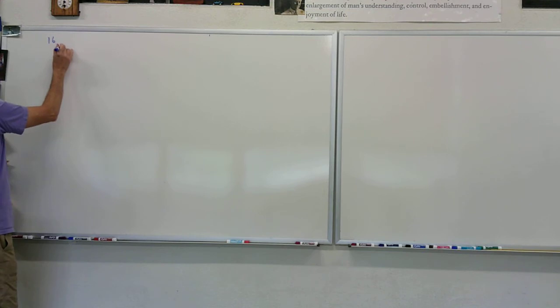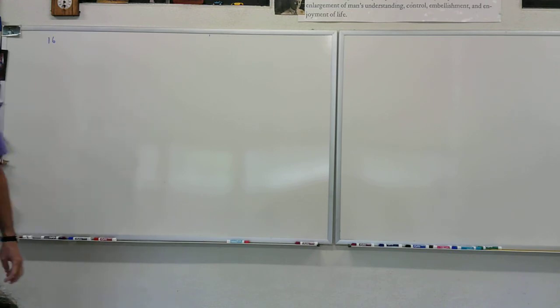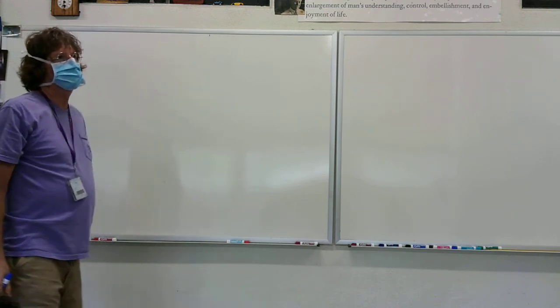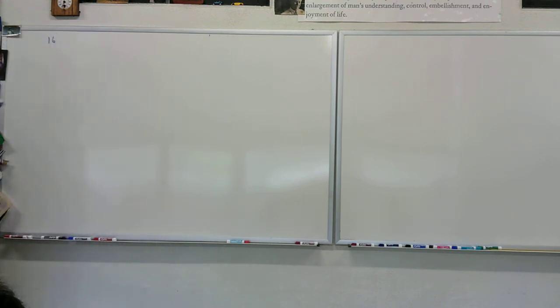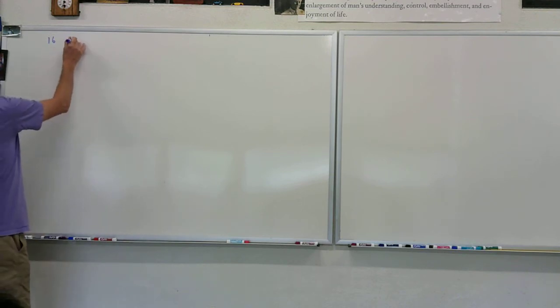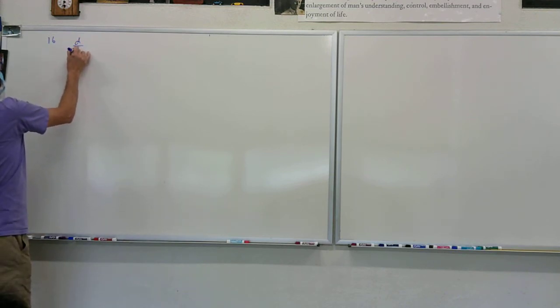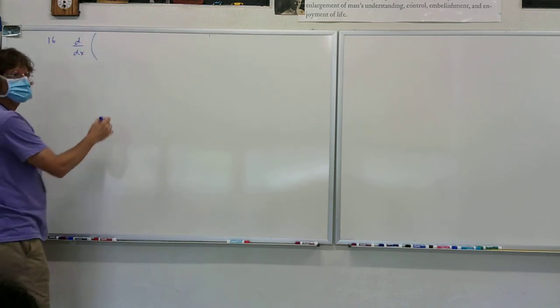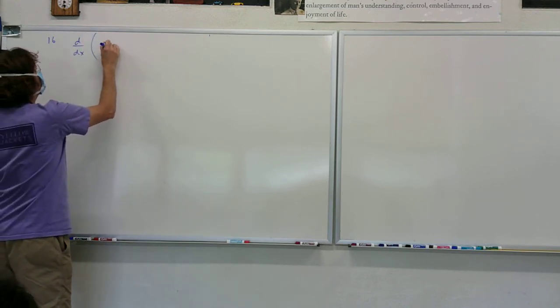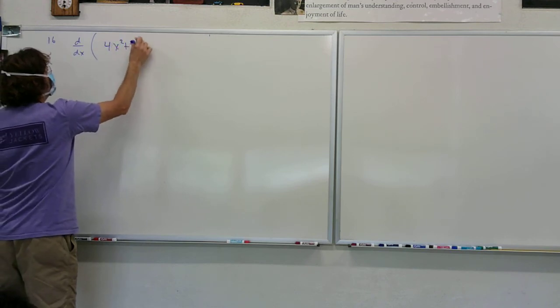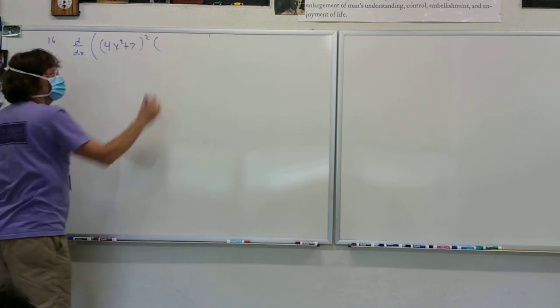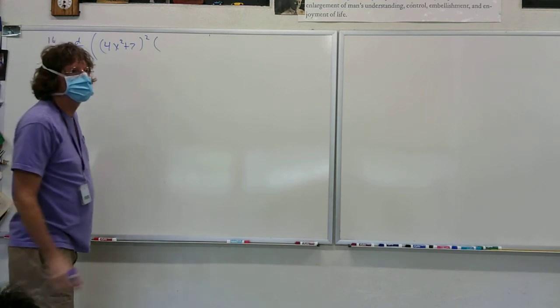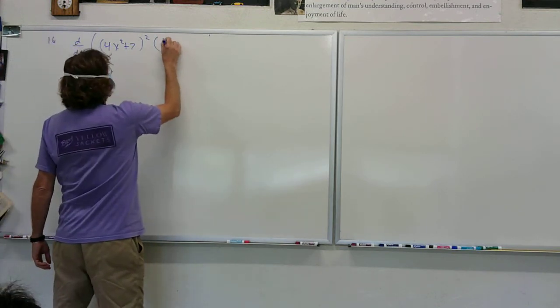Number 16. And this is Lesson 3.6, because I always like to try to tell y'all where you're at. It's Lesson 3.6. d over dx of (4x squared plus 7) squared, next part, (2x cubed plus 1) to the 4.